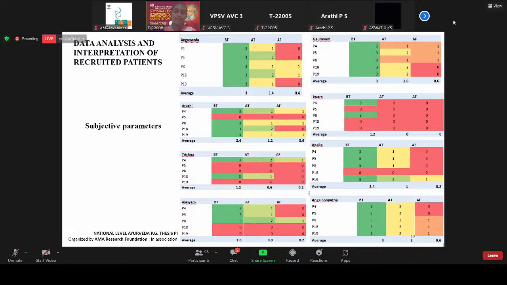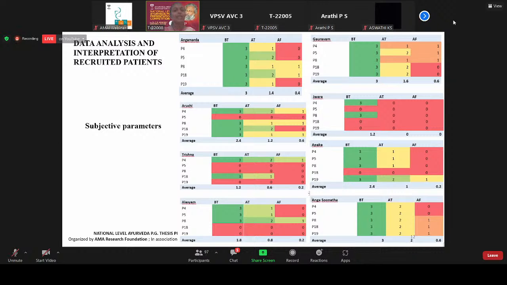Now moving on to the data analysis and interpretation of recruited patients. As the patient sample was very small, and in order to give importance to each and every parameter of all the patients, as directed by CCIH Pune, we have represented all the data using heat maps, charts, graphs, correlational statistics, and proximity metrics. So here the subjective parameters are given.